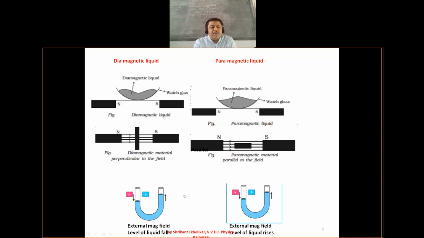Another important property that is seen is this: if a diamagnetic liquid is filled in a U tube, a tube of U shape, and one of the arms is placed between the pole pieces, then the level or height will fall in the arm which is placed in the magnetic field. That is the characteristic of diamagnetic material. If it is paramagnetic, then it should rise. Same diagram I am showing, but it should rise. For paramagnetic and ferromagnetic material placed in the U tube, the level will rise. For diamagnetic, it will fall.